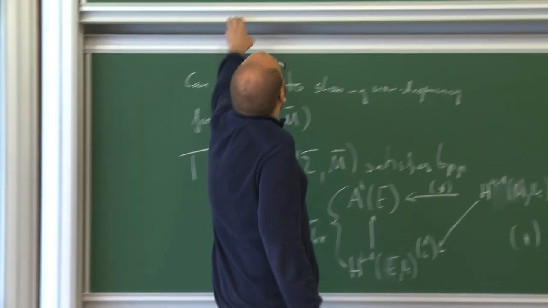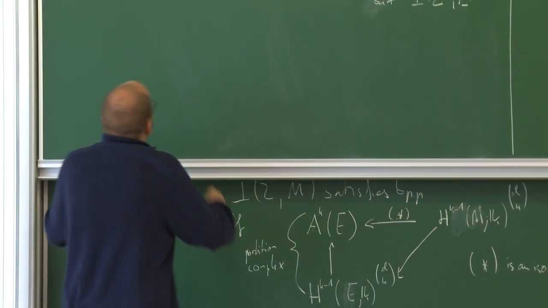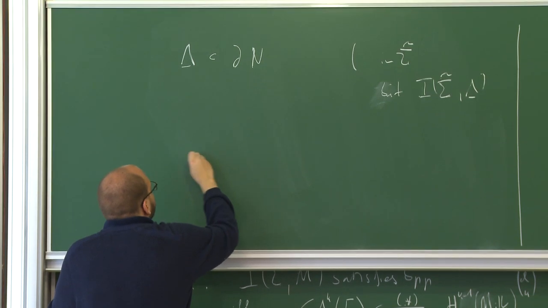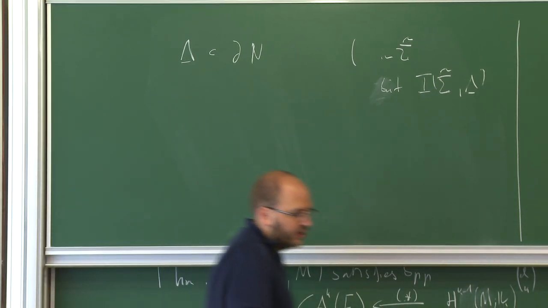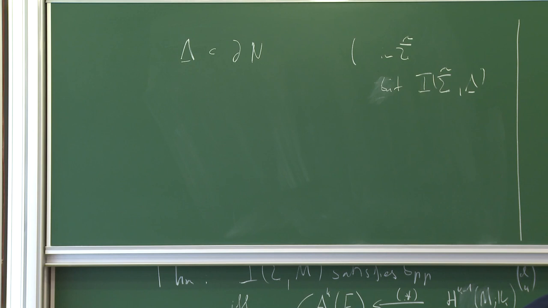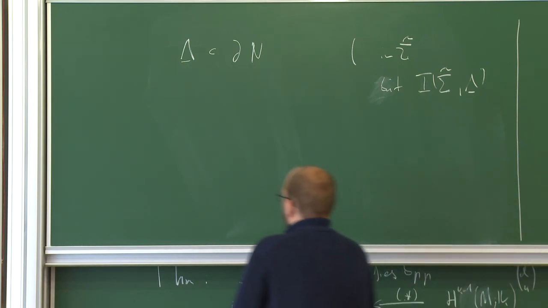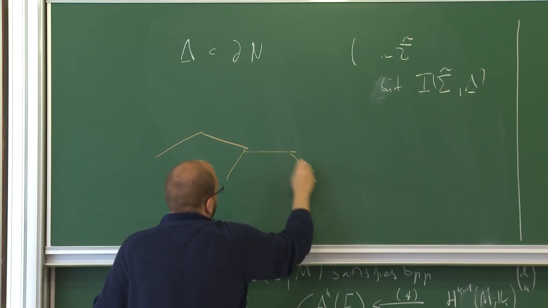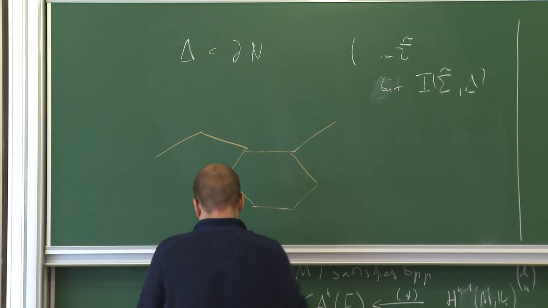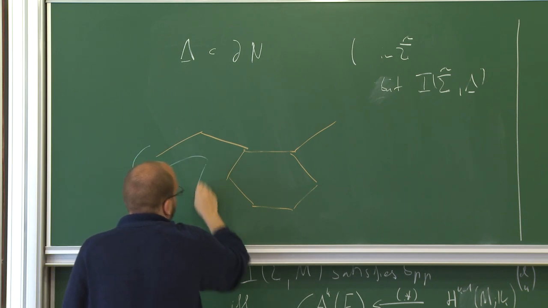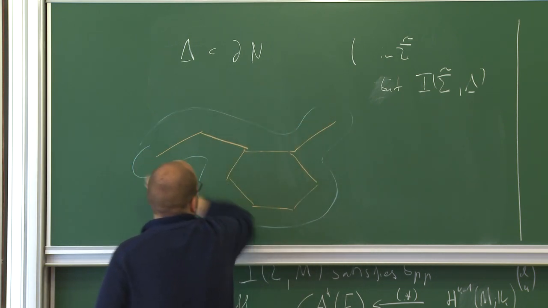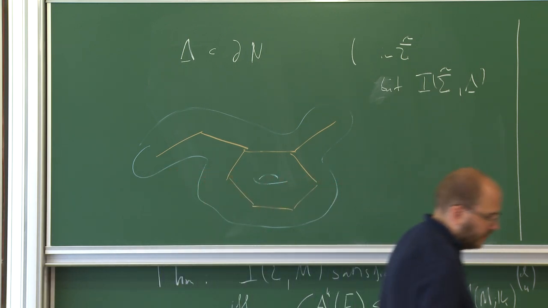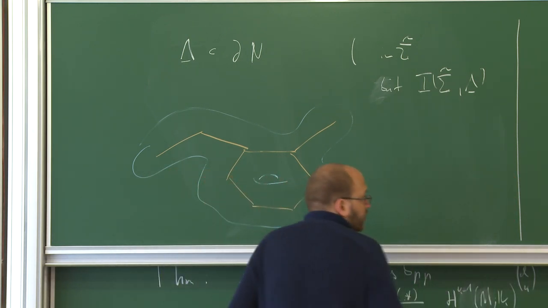Okay, so we have delta in the boundary of N. So we have, let me draw delta and a hypersurface. So we have delta and then it lives inside this hypersurface here, right? The issue is, of course, so what did I want?